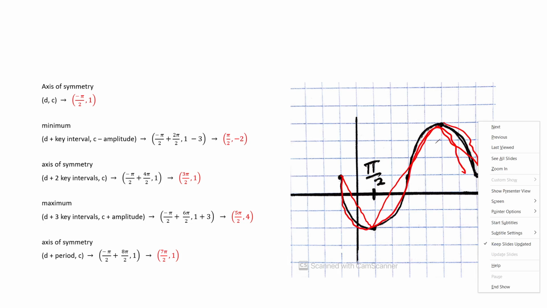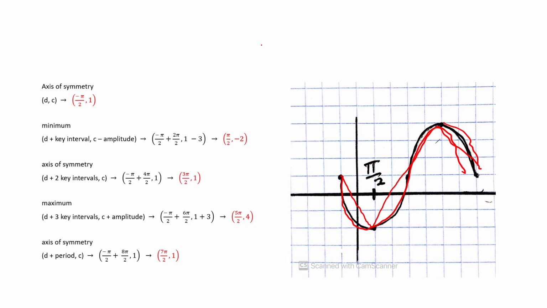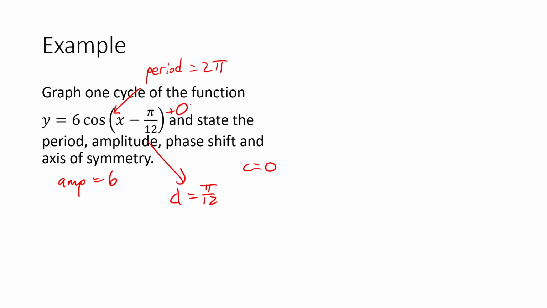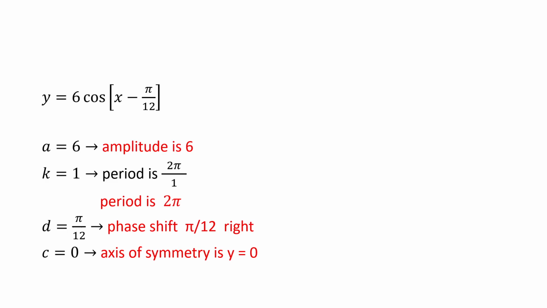Okay, whoops. All right. So moving on to our last example, we want to graph one cycle of this function and state period, amplitude, phase shift, and axis of symmetry. Well, we can see our amplitude is going to be 6. Our k value is 1, which means our period is going to be 2 pi over 1, which is 2 pi. Our d value is going to be pi over 12, because that's our phase shift. And our c value is 0, because there's a plus 0 implied at the end. So there's no movement, there's no translation up or down in this function.